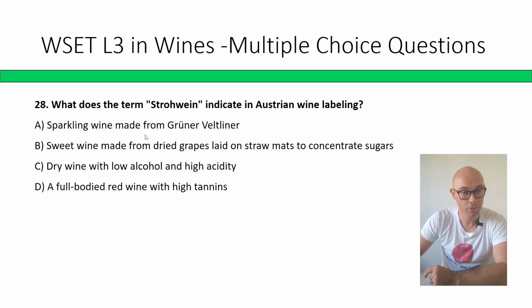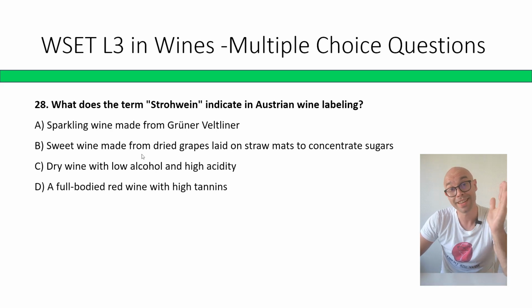What does the term Strohwein indicate in Austrian wine labeling? Sparkling wine made from Grüner Veltliner, sweet wines made from dried grapes laid on straw mats to concentrate sugars, dry wine with low alcohol and high acidity, a full-bodied red wine with high tannin. So Strohwein means straw wine. So the correct answer is B, sweet wines made from dried grapes that are laid on straw mats to concentrate sugars.